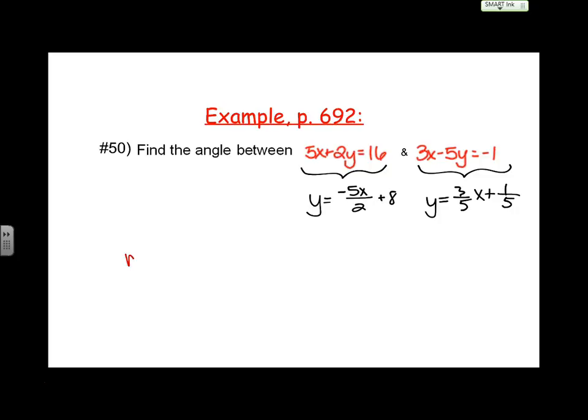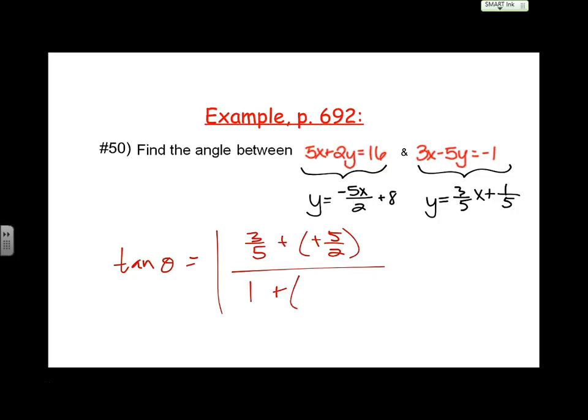Did you get 1.24? 31 over 25. Alright, help me out. Do my slopes look good? Negative 5 halves and 3/5? Yes, they do. Okay, cool. How's my formula go? How'd you guys plug it in? Okay, so we have 5 minus negative 5 over 2, over 1 plus parentheses. Negative. Okay, that's what I did.